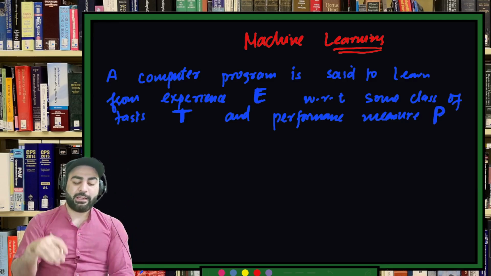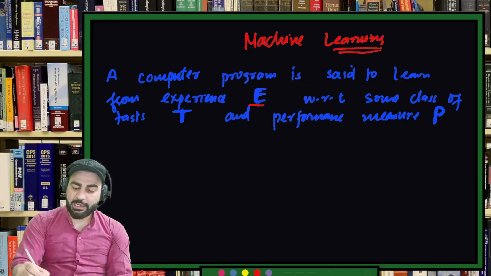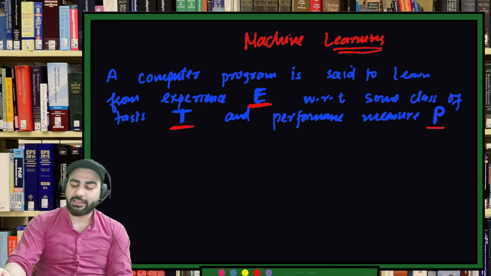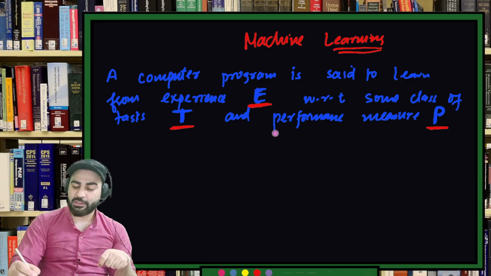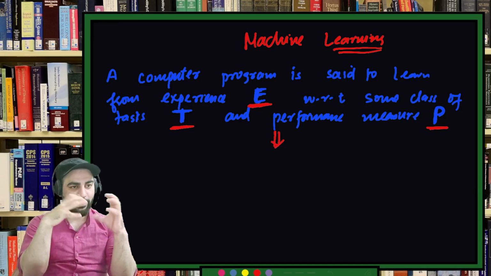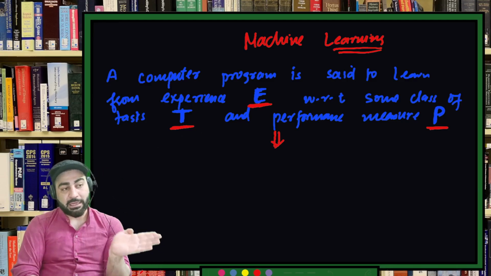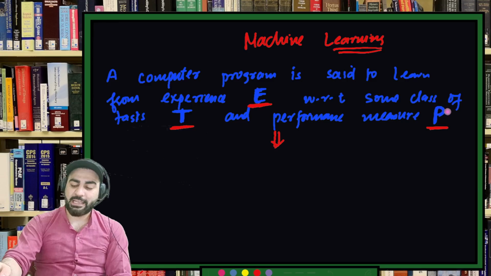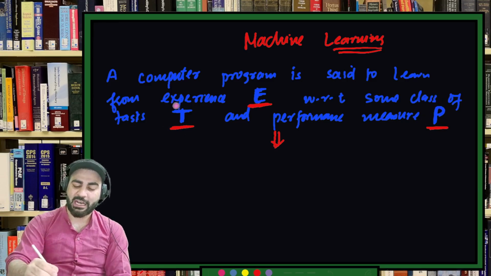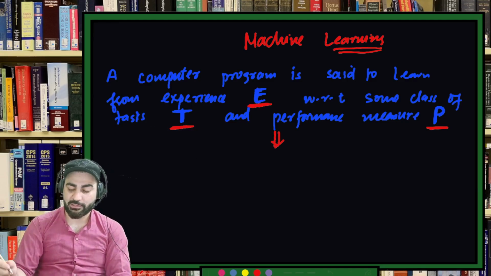These are three important things. The computer is learning with experience. Learning what? Learning some task. How are we quantifying that learning? We quantify it by whether it is performing better. Initially we set up the thing: a computer program is said to learn from experience E with respect to some class of tasks T and performance measure P. Now the second part comes: if its performance on this task increases by having more experience.